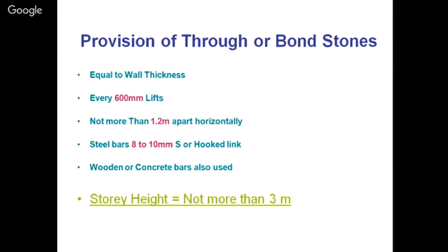Provision of through or bond stones. These are the specifications which we have discussed earlier, equal to the wall thickness, every 600 mm lift, not more than 1.2 meter apart. This is vertically what they are suggesting as per the codal provisions. Steel bars 8 to 10 mm S or hook length. Wooden or concrete bars are also used. So that is what I am saying, that you can make your own connection lengths. It is not necessary that you use market ones. You can use your own, but you have to make sure that they are structurally connected to your structural elements.